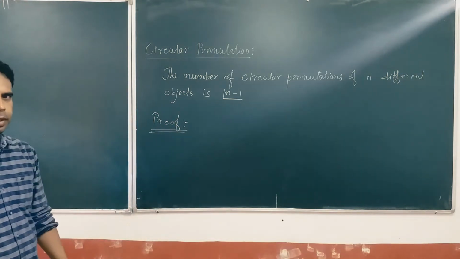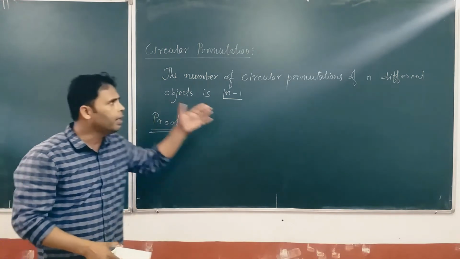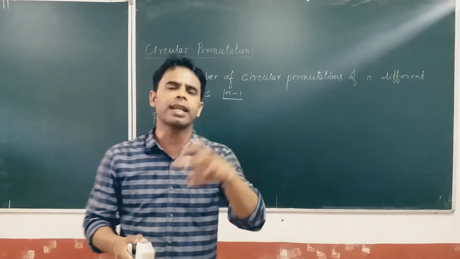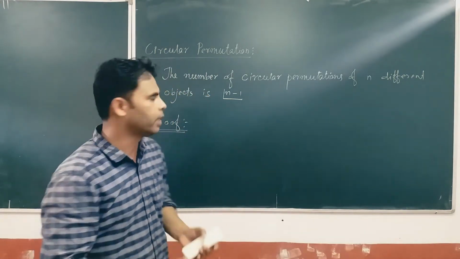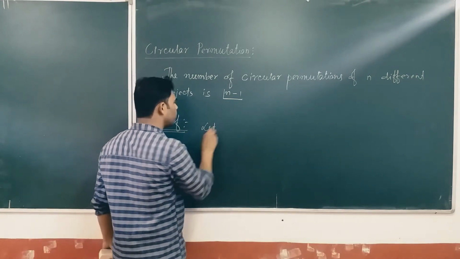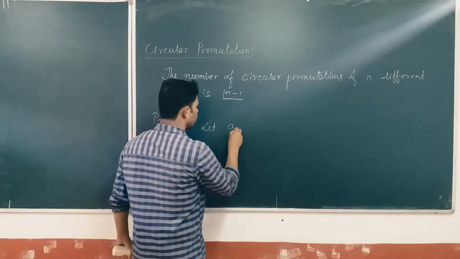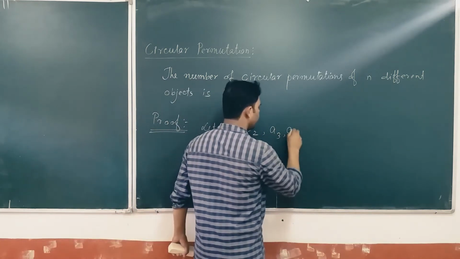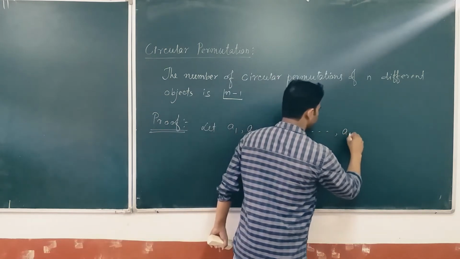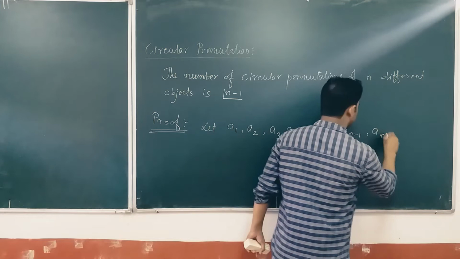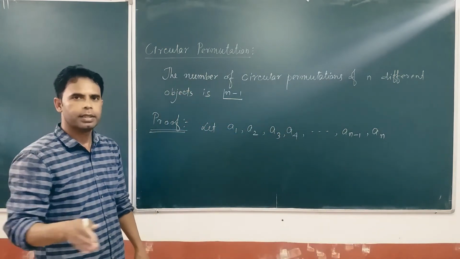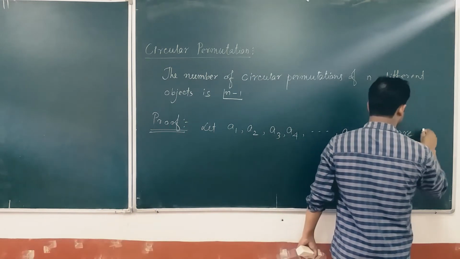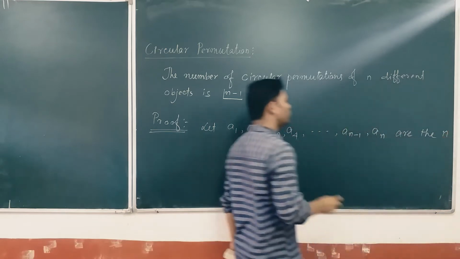So first of all, you have n different objects, and we will get x number of circular permutations. Let a1, a2, a3, a4, and so on, an minus 1 and finally an, these are the distinct objects given to us. So let these be the n distinct objects.